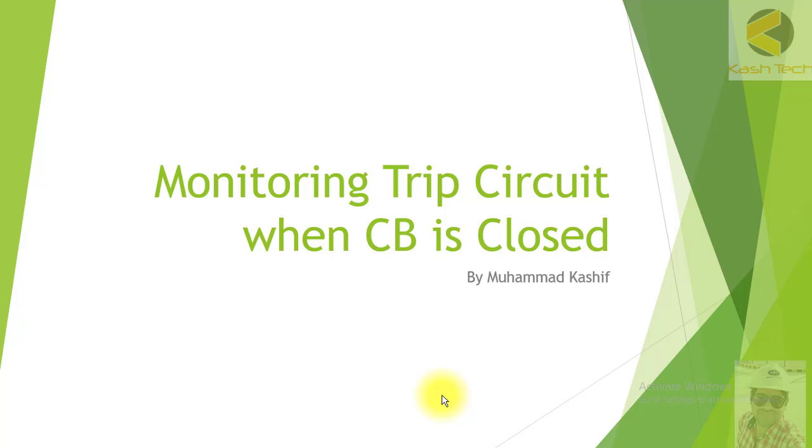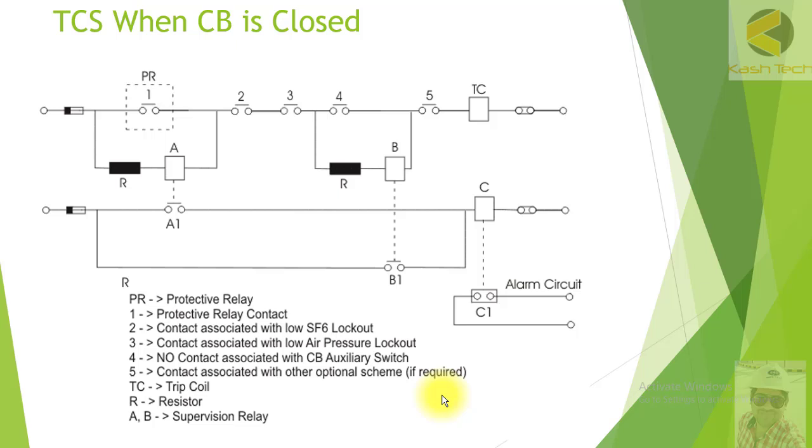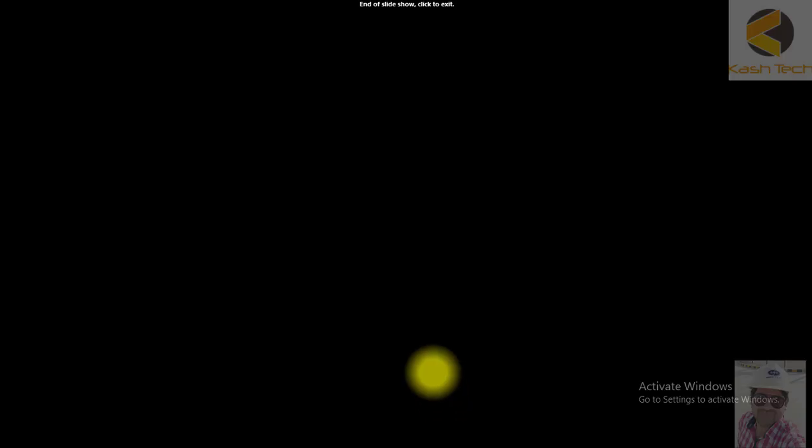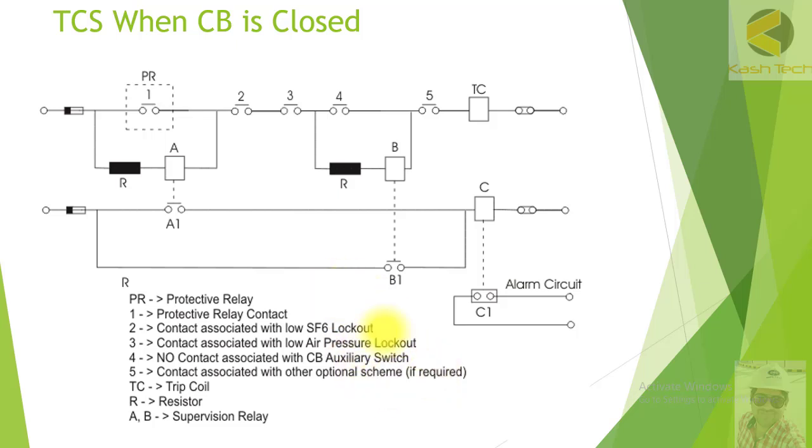Welcome guys. Now in this section we will see monitoring of trip circuit when circuit breaker is in closed position. So here you can see again a trip circuit supervision diagram in which you can see that in previous section I have explained in detail that this trip circuit supervision relay has two coils A and B. Coil B is monitoring the tripping coil when the breaker is in open position, whereas coil A is doing the monitoring when the breaker is in the closed position.